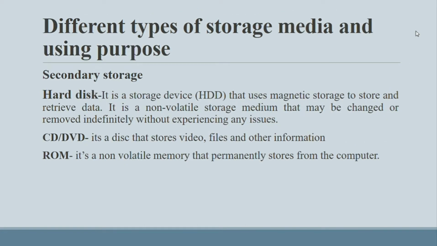Different types of storage media and their purposes. Secondary storage. Hard disk, which we call HDD. An HDD is a non-volatile data storage device. It is usually installed internally in a computer, attached directly to the disk controller of the computer's motherboard. It contains one or more platters housed inside an air-sealed casing. Data is written on the platters using a magnetic head, which moves rapidly over them as they spin.